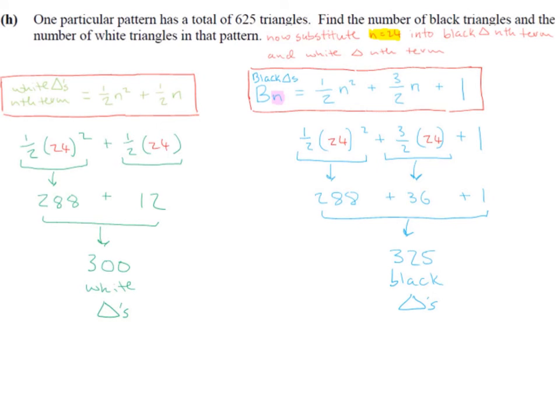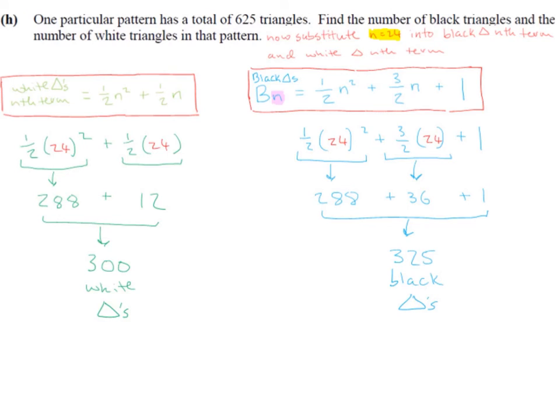So a half times 24 squared is 288. Half of 24 is 12. 288 plus 12 is 300. So we get 300 white triangles. And then a half times 24 squared is 288. 3 over 2 times 24 is 36. Bring down the plus 1. 288 plus 36 plus 1 is 325 black triangles.